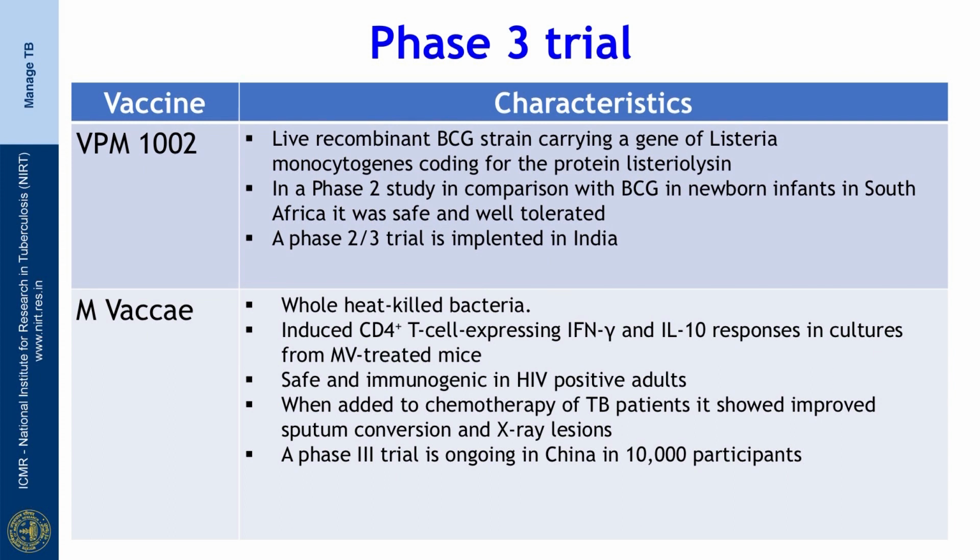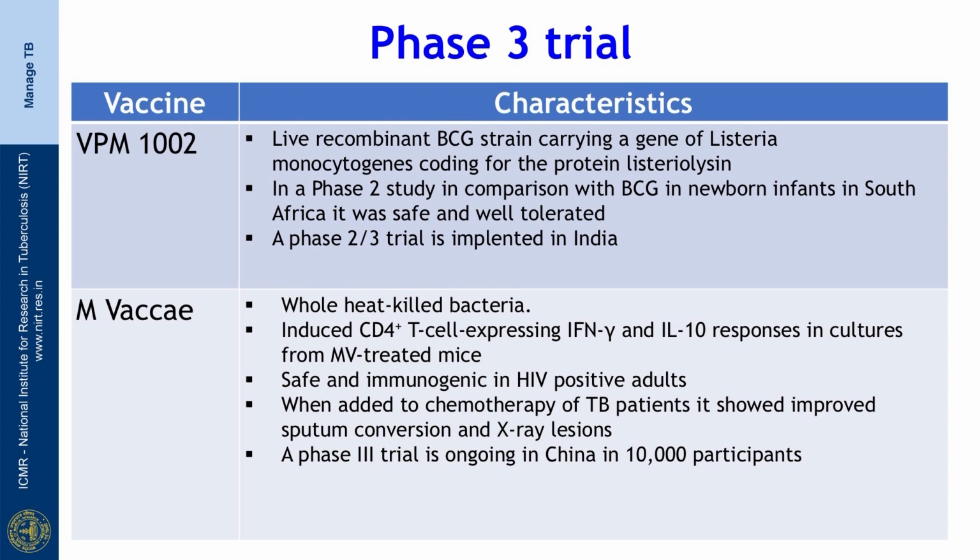And in phase 3, which is the most advanced stage of clinical trial, we have 2 vaccines. The VPM1002 is a live recombinant BCG strain carrying a gene from Listeria monocytogenes coding for the protein listeriolysin. In phase 2 studies, in comparison to BCG in newborn infants in South Africa, it was shown to be safe and well tolerated.